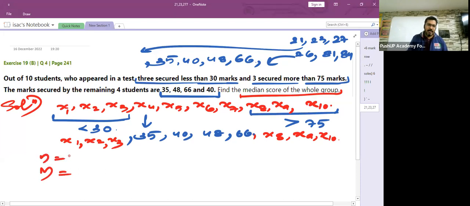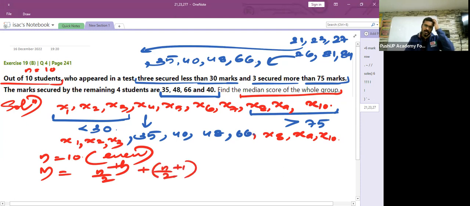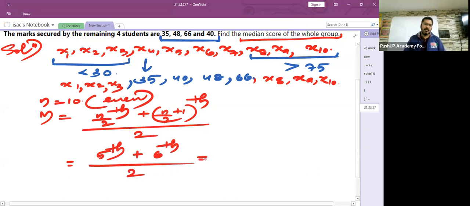Before finding the median value, tell me what is the number of observations? 10 observations. See this? Out of 10 students, right? So n is equal to how much? 10. Okay. So 10 is an even number. So the number of observations is even. The formula is: n by 2 plus n by 2 plus 1, whole divided by 2. Correct? Now, n by 2, that is 10 by 2, which is the 5th term, plus n by 2 plus 1, that is the 6th term, whole divided by 2.